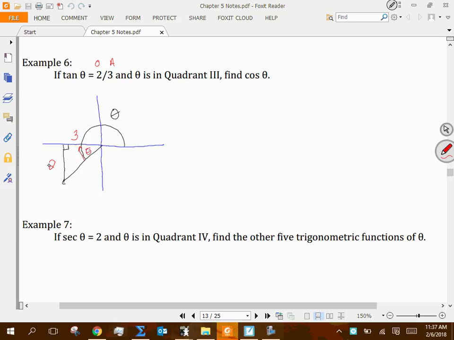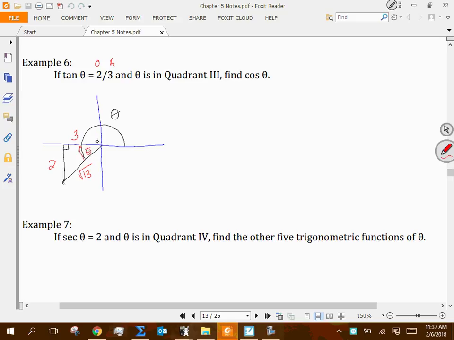Now, once I know those two values, it's a right triangle, a squared plus b squared equals c squared, so the Pythagorean theorem. If I square that, I get 4. Square that, I get 9. Add them together, I get 13. So this distance here is the square root of 13. So right now we have all the components we need.